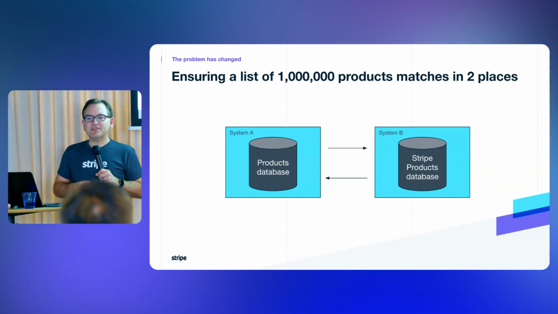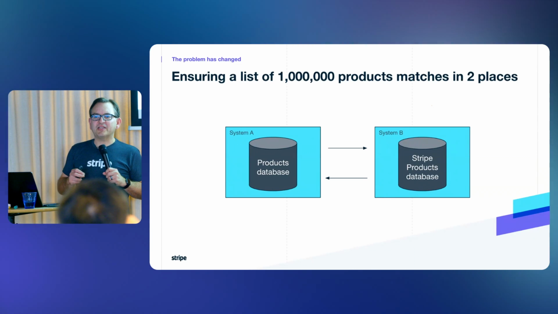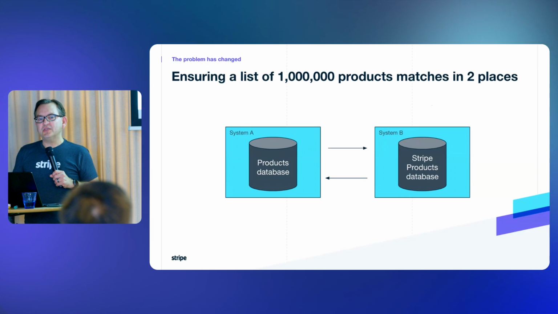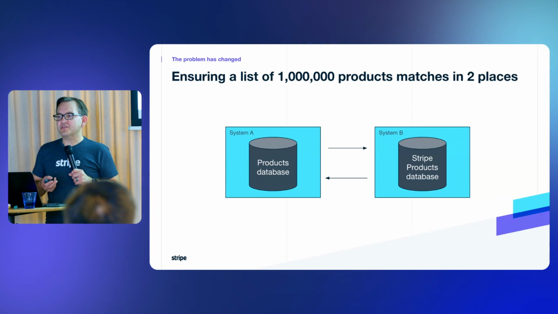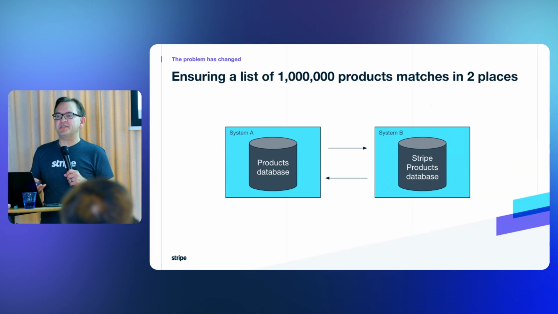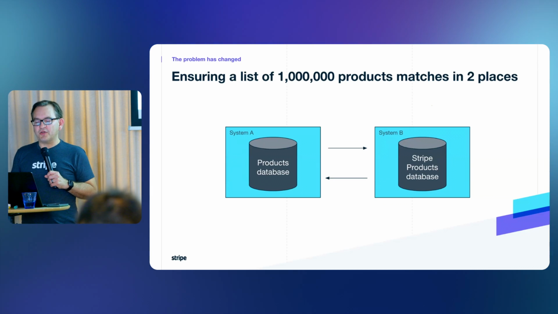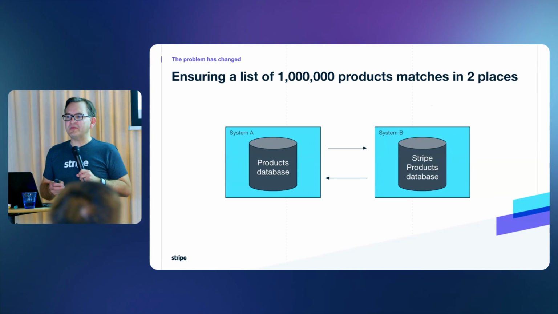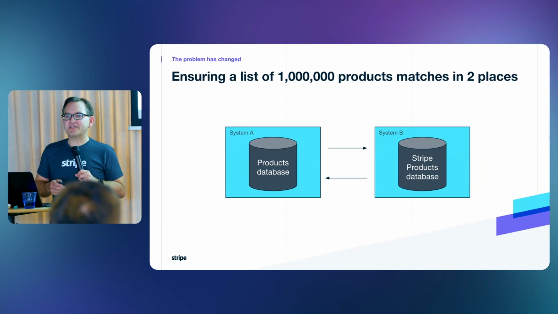So let's imagine in the Stripe context, since that's what we're talking about this evening, we're talking about ensuring a list of 1 million items in two places. On the left, you have your own system, maybe some sort of legacy system with a products database, some sort of MySQL database perhaps, or DynamoDB. And on the right, you've got what Stripe knows about these products. What you're trying to do is make sure these are the same in both places. Sounds like a simple problem, right?